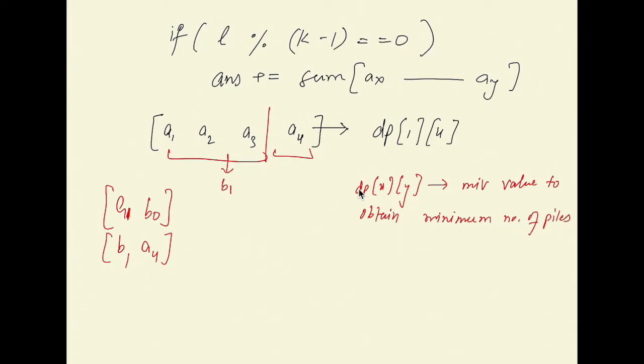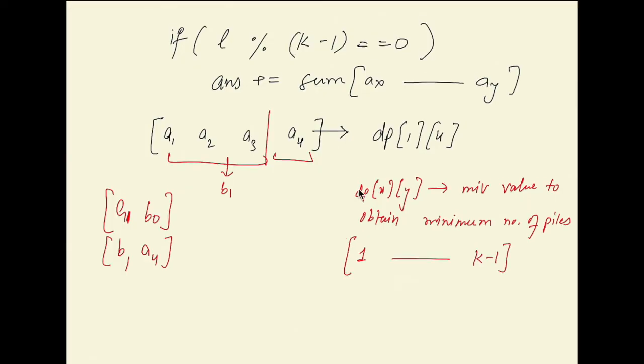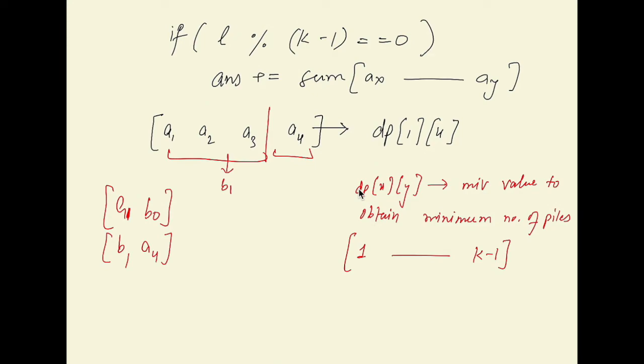and the number of piles can range from 1 to k minus 1, because if we had greater than k piles, we can merge any of those k into 1, and ultimately we'll be left with 1 to k minus 1 piles. That's why we said that if L is less than k minus 1, then we don't need to merge and dpxy is 0.